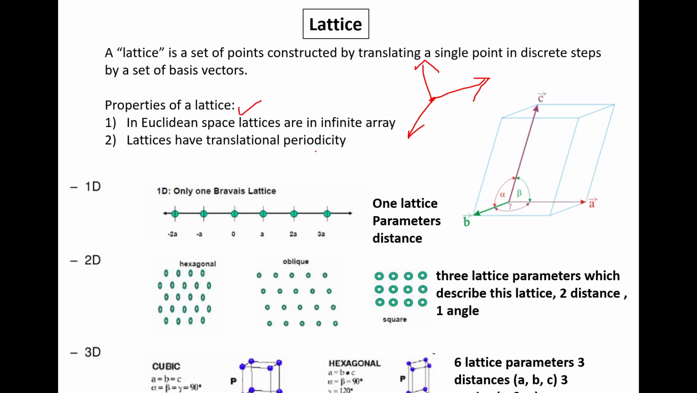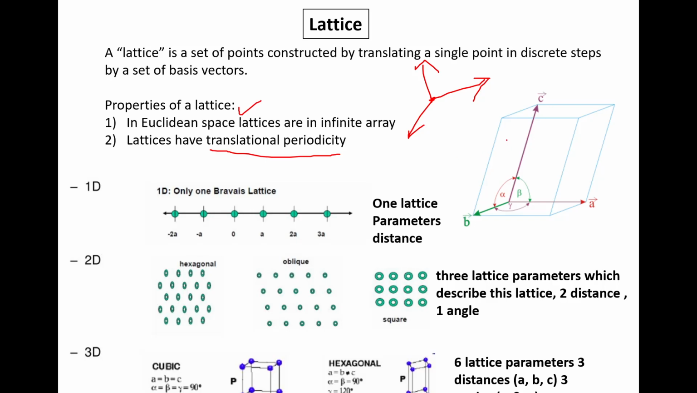Lattices have translational periodicity. Translational periodicity means that you can take this whole lattice and translate it in the x, y and z directions, and it will not change its form. If you translate by one unit cell, you will have the same lattice only. So that is the translational periodicity.